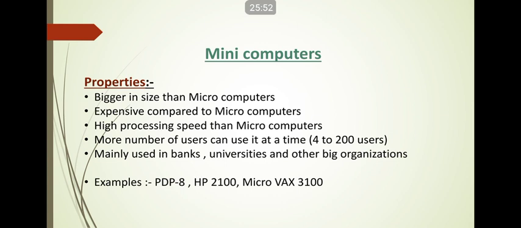Now more users can use it at a time. This statement says that more users can use it at a time. Means right now you are using microcomputers. Almost everybody is using microcomputers. So in a microcomputer only one person can use it at a time. Yes, you are the user, only a single person is using. But these mini computers are those computers which can be shared by 4 to 200 users.